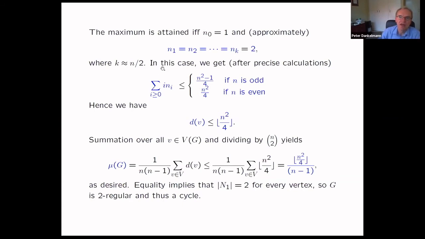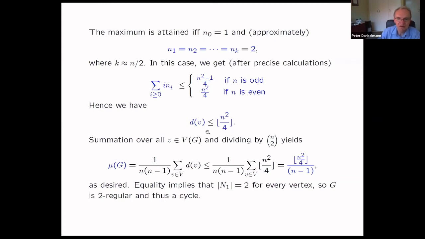If we have k of these sets ni, of these layers, and if k is about n over 2, and all of these ni are equal to 2, then we get that the sum of i times ni is at most n squared minus 1 over 4 if n is odd, or n squared over 4 if n is even, if we do the calculations precisely. And then we get that the distance of a vertex is at most the floor of n squared over 4.